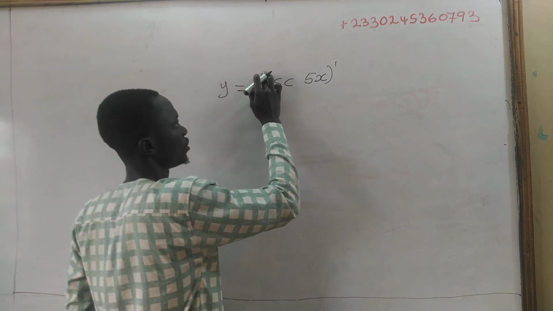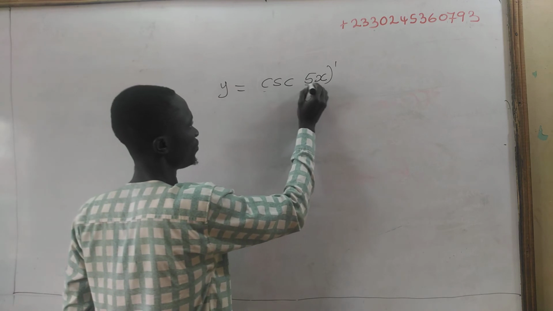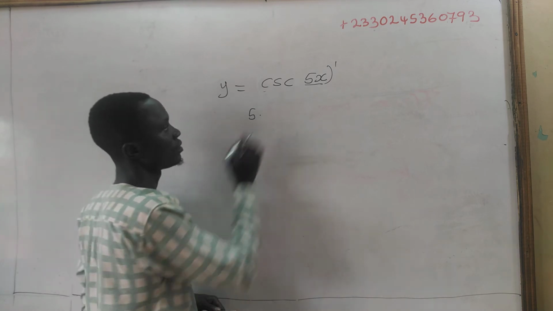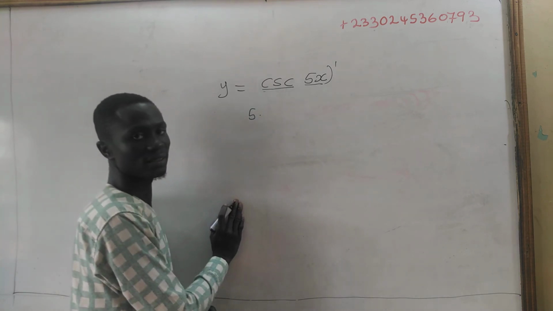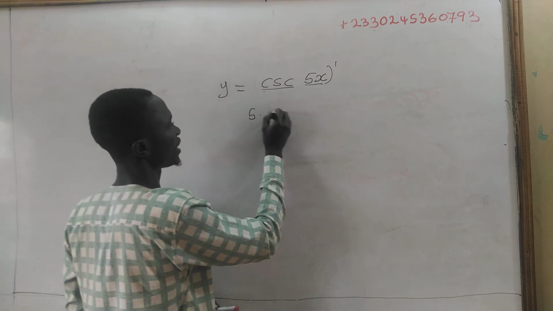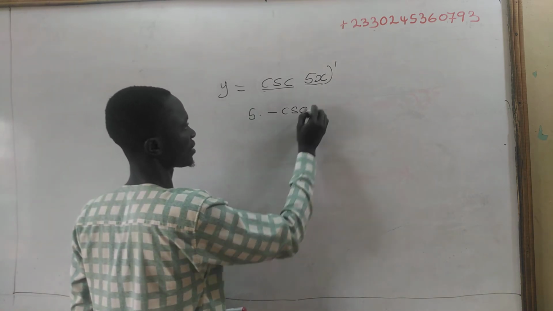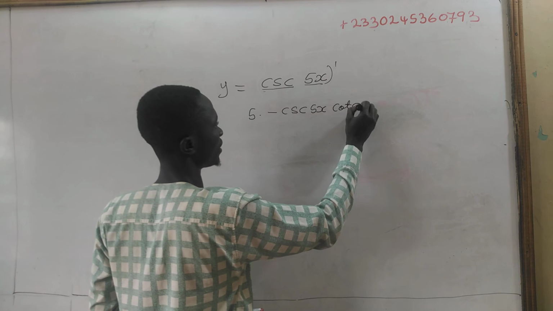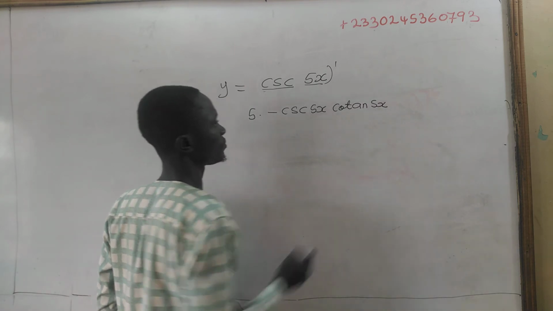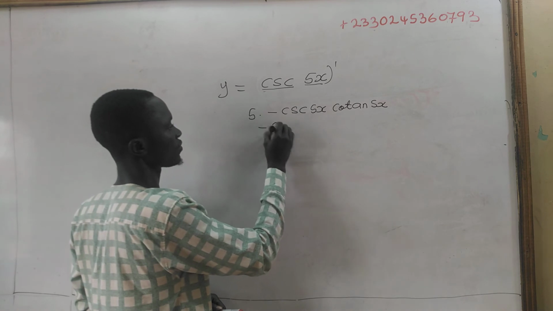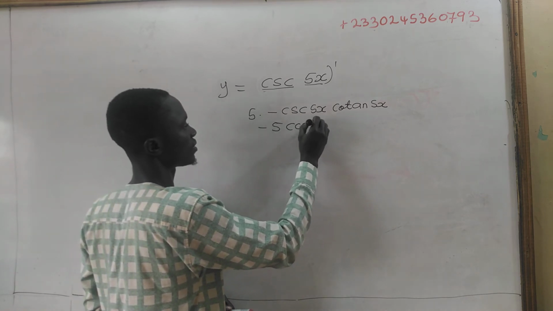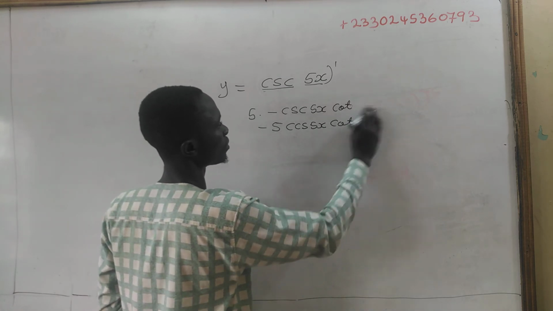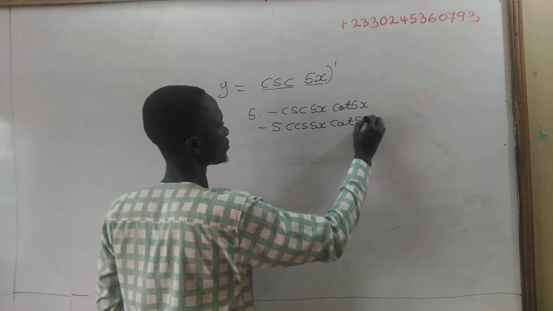So what do we do? What we are going to do is very simple. You differentiate this one. So you get 5 times, you differentiate the cosecant. So what do we get? We are going to have negative cosecant of the angle, then cotangent of the angle. That is 5x. Very simple. So we are going to have minus 5 cosecant of the angle times cotangent of the angle. And we are done.